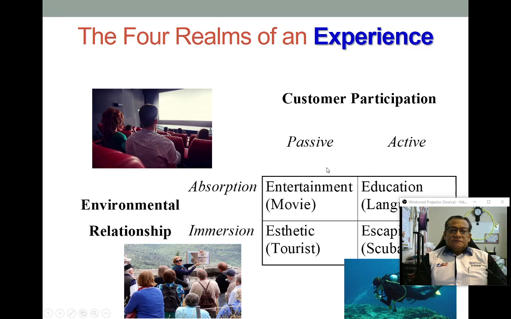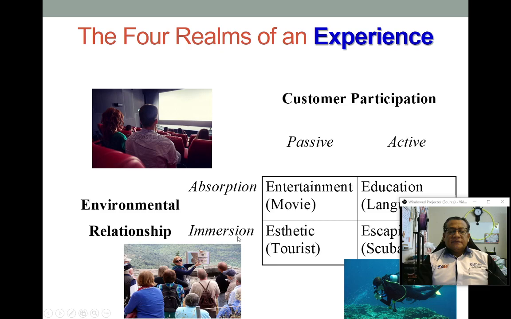Okay. So now we are discussing the four metrics, or the four quadrants, of realms of experience. I would say dimensions of experience. If you take a look at these four quadrants, on the Y axis you have the passive type of customer participation or the active type of customer participation. Whereas on the X axis, you have the environmental relationship. How are you, the customer, related towards the environment? Is it absorption or immersion?